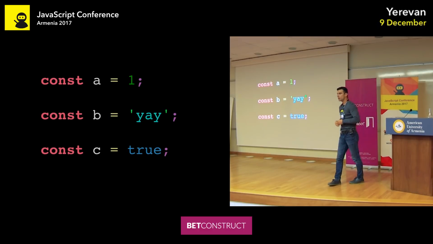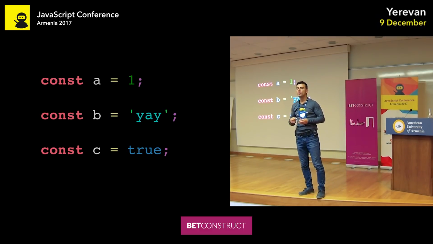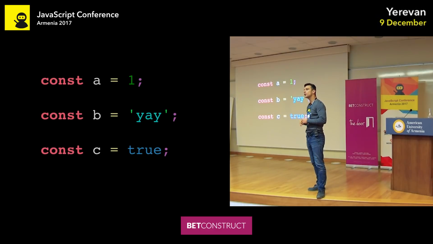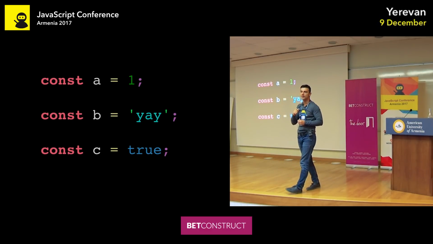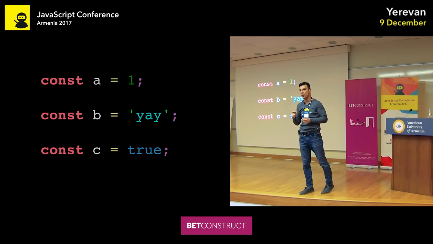In JavaScript, we now have const. It's important to understand what const is in JavaScript, because a lot of people get confused with this. In JavaScript, const does not actually mean constant. What I mean by this is it doesn't mean that the value is constant. What const means is that the reference that you're making, the assignment, is constant, not the value.